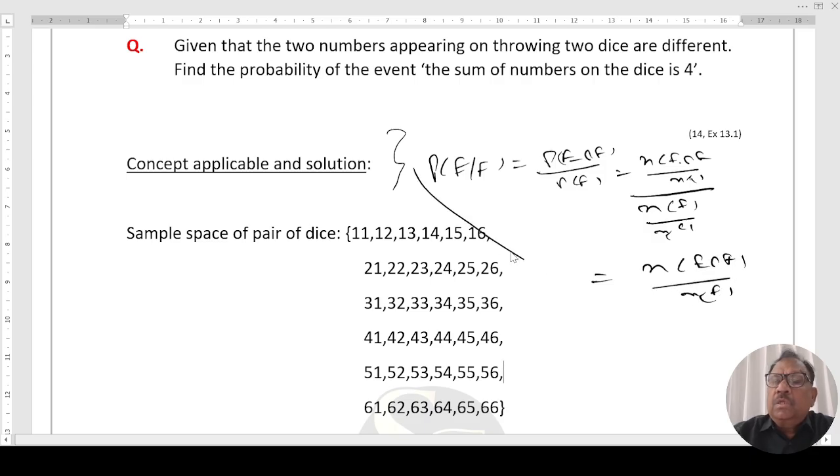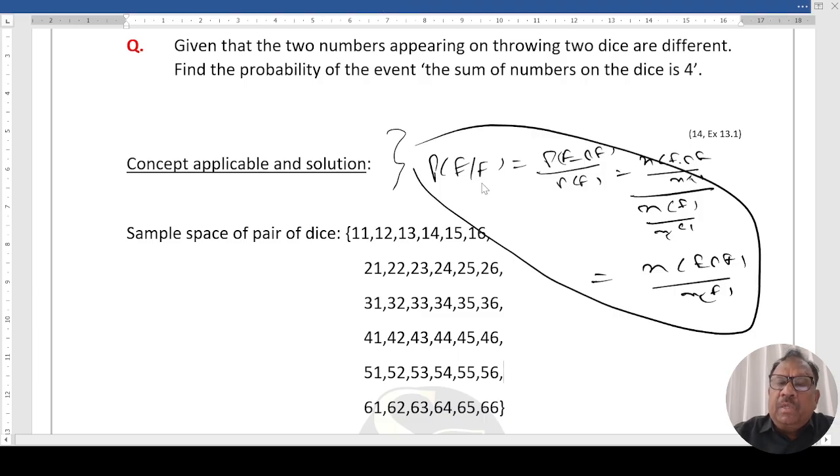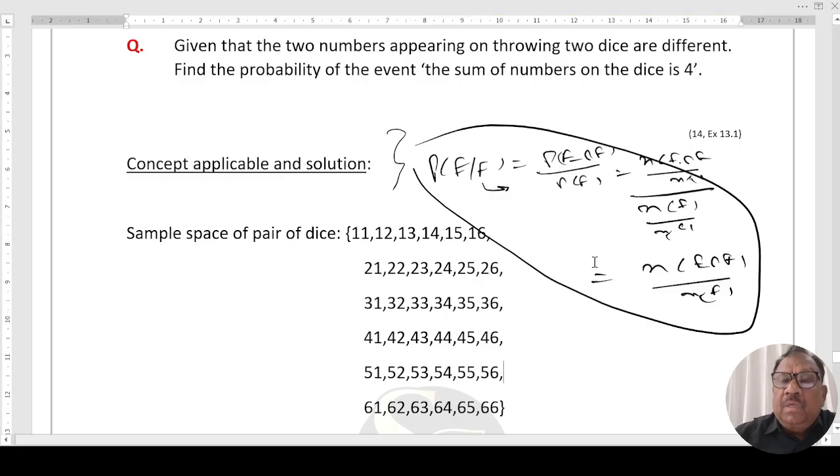Right? Whatever is in the denominator is what is confirmed to have happened. First make the sample list of this, then find the sample list of E intersection F by common sense. No need to make the sample list of F, it is very difficult to make.